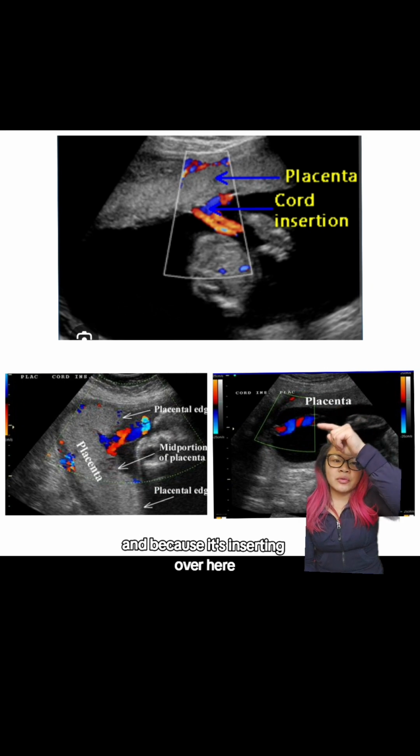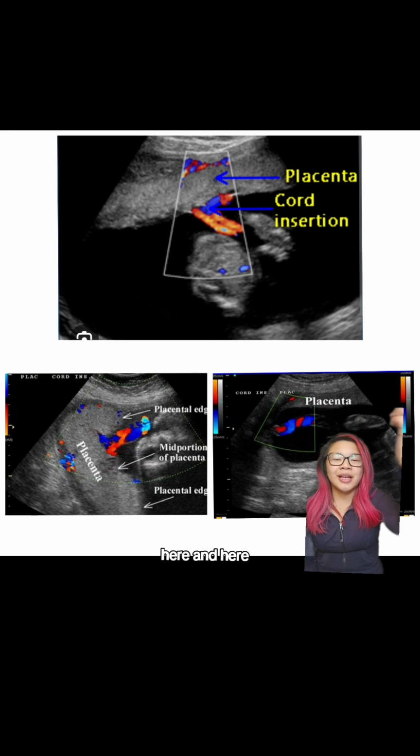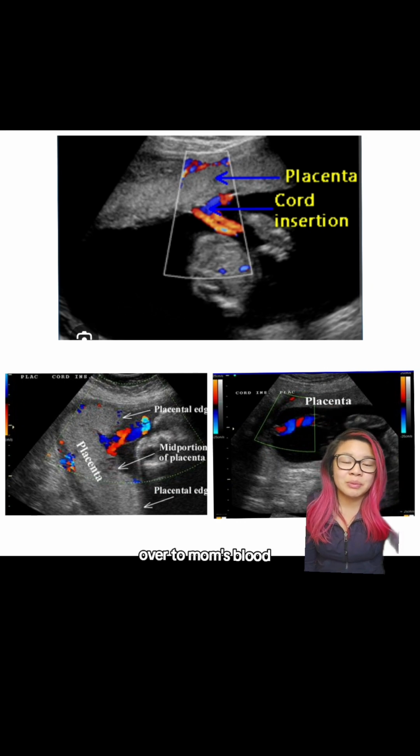Because it's inserting over here, that means that there will be exposed vessels between the cord insertion over there and the placenta up here. So the vessels will be between here and here to connect baby over to mom's blood supply and the placenta in order for baby to get nutrients. So those vessels are definitely going to be exposed.